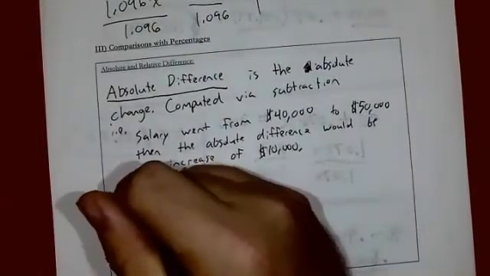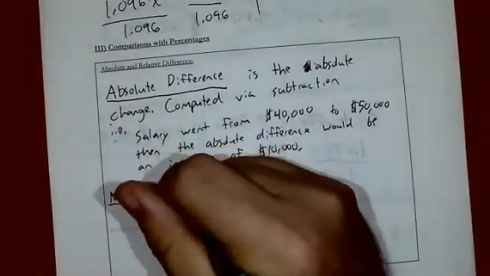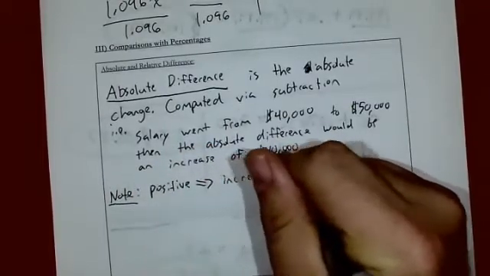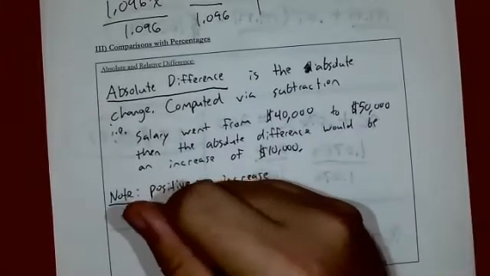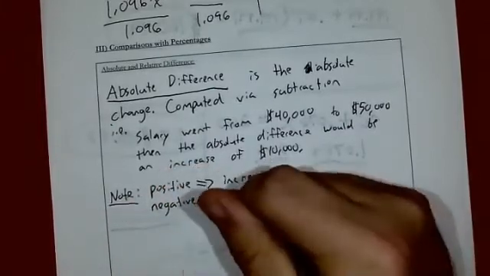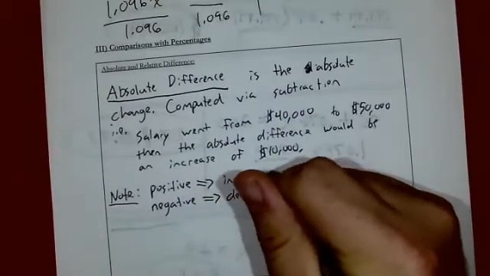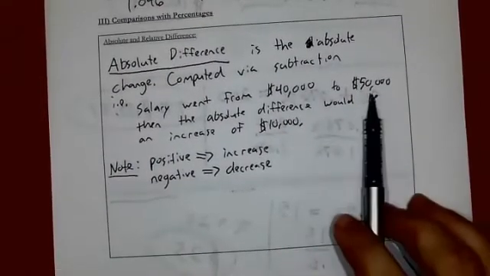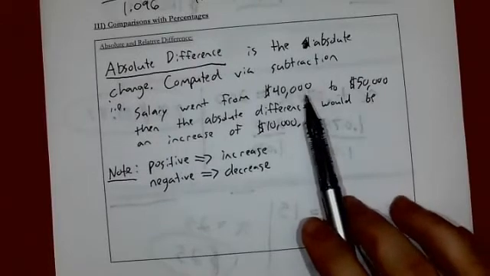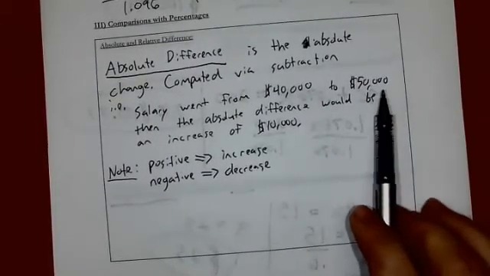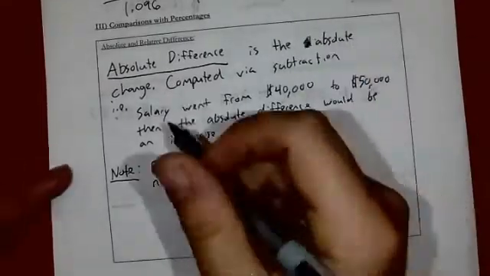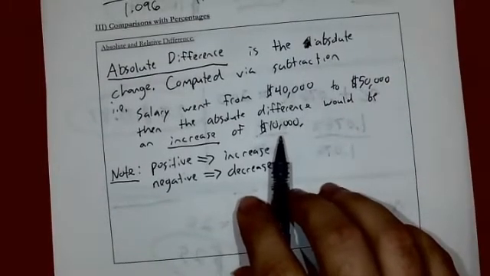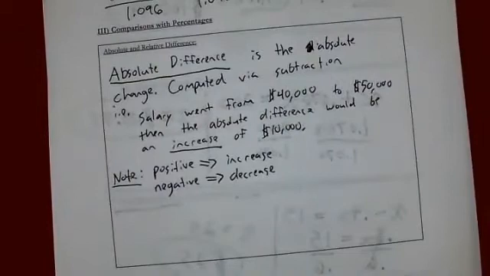So quick note here that you want to be aware of. A positive absolute difference implies an increase, whereas a negative absolute difference would imply a decrease. That helps you get the order of subtraction correct. So here, in order to compute this, I did 50,000 minus 40,000, not 40,000 minus 50,000. I did 50,000 minus 40,000 because I know that there has been an increase in my salary, so this number should be positive. So the absolute difference is just computed via subtraction.